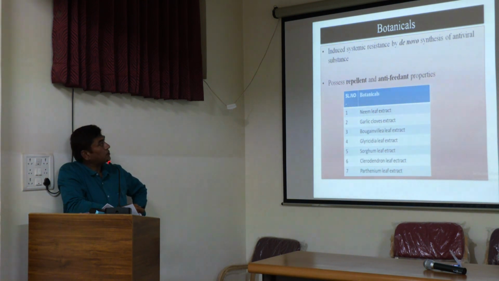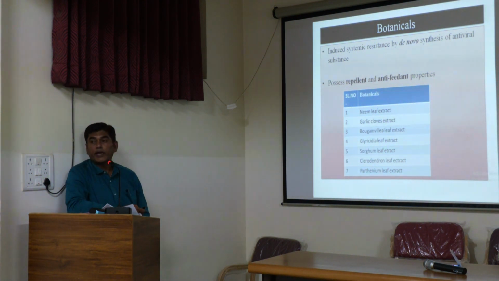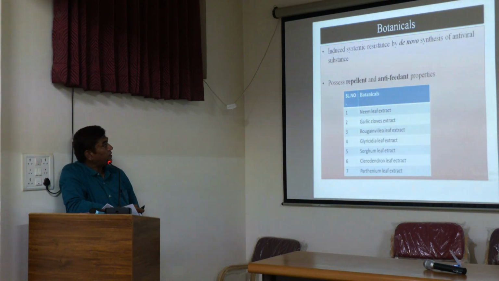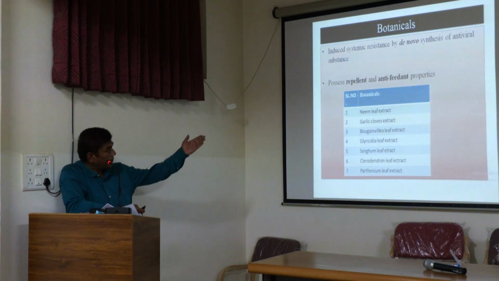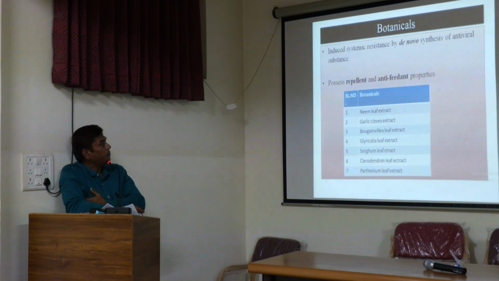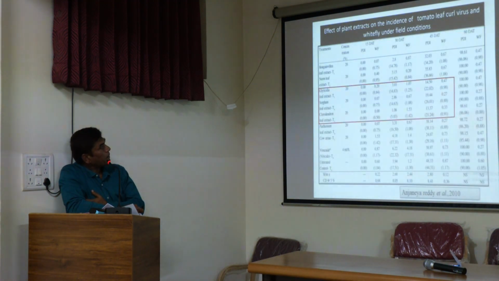By use of botanicals, the main mechanism is induced systemic resistance, ISR, by synthesis of antiviral substances, and it also acts as a repellent and antifeedant. Some important botanicals listed here are neem leaf extract, garlic clove extract, bougainvillea, gliricidia, sorghum, clerodendron and parthenium. One study shows gliricidia leaf extract, sorghum leaf extract and clerodendron leaf extract give very good management of tomato leaf curl virus and also reduce the whitefly vector population.